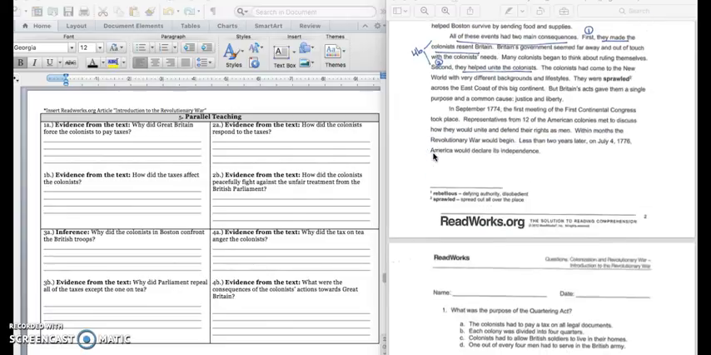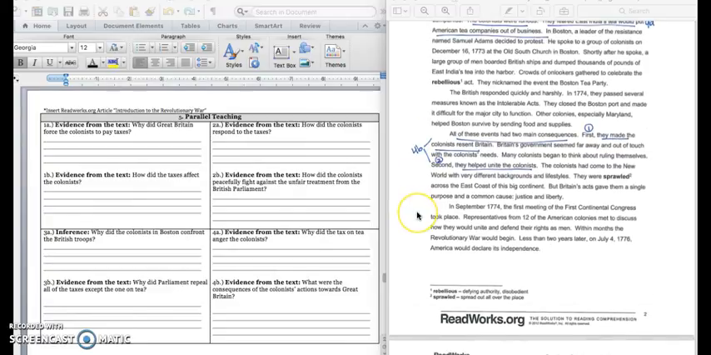In September 1774, the first meeting of the First Continental Congress took place. Representatives of 12 of the American colonies met to discuss how they would unite and defend their rights as men. Within months, the Revolutionary War would begin. Less than 2 years later, on July 4, 1776, America would declare its independence.